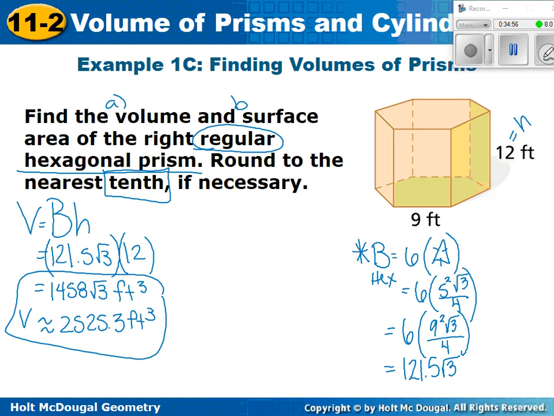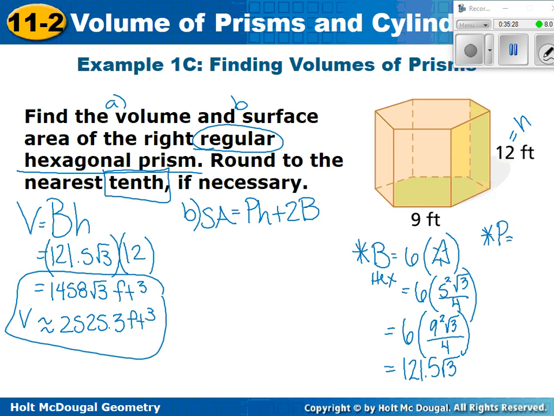Okay, let's go to surface area, part B. Surface area becomes easier once you've found volume because you already know what capital B is. You already know what your H is, so you only have one other thing you have to find. What's the formula for surface area? Very good. PH plus 2B. We already know B, we already know H, so the only thing we have left to find is P. And what did P stand for again? Perimeter of the base, only the base.